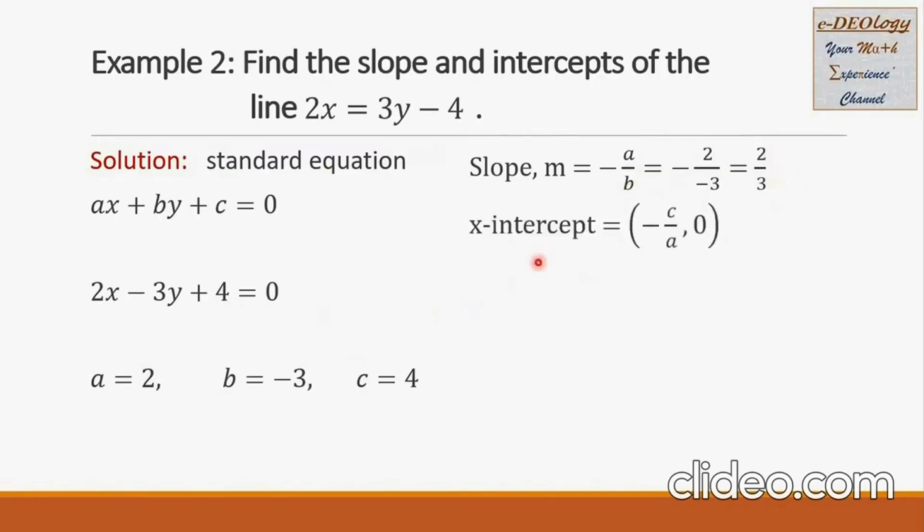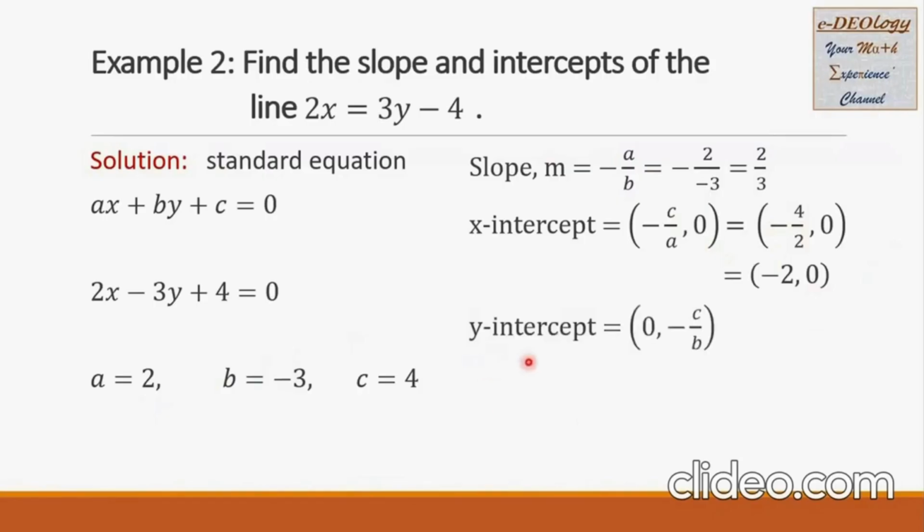For our x-intercept, this is now the formula. We will substitute the respective values. For the c, it becomes this 4, and for the a, that is positive 2. Then we can simplify this negative 4 over 2 into negative 2, 0. This is our x-intercept.